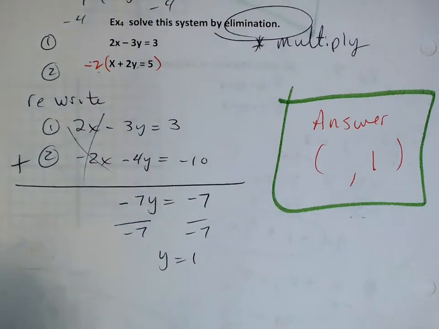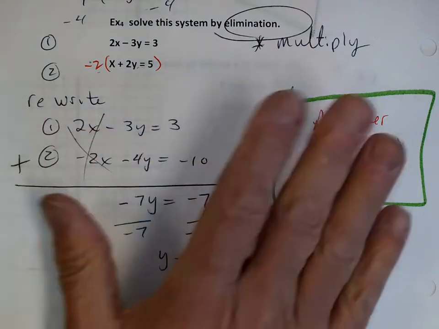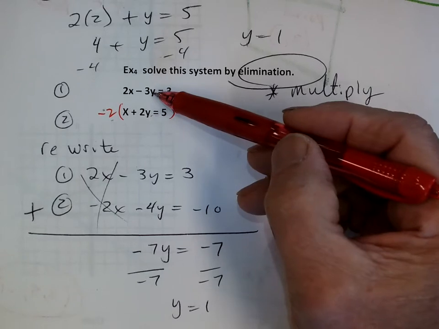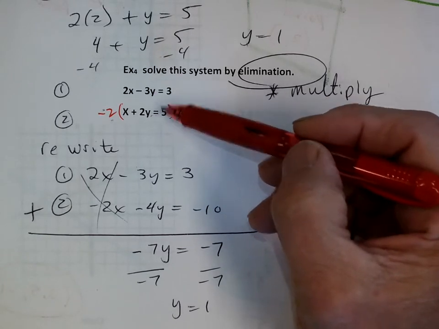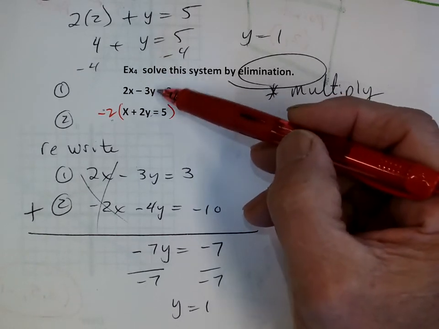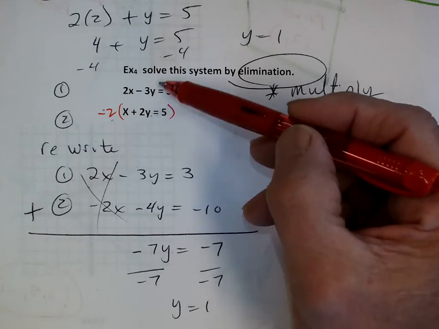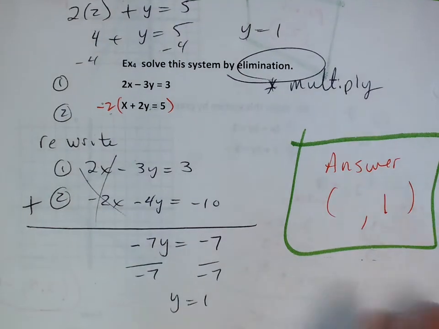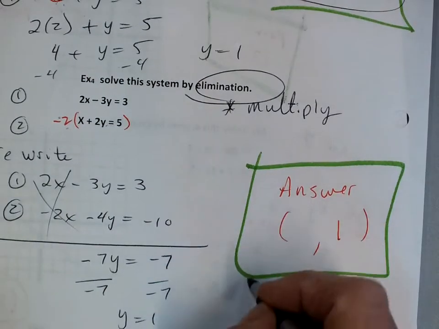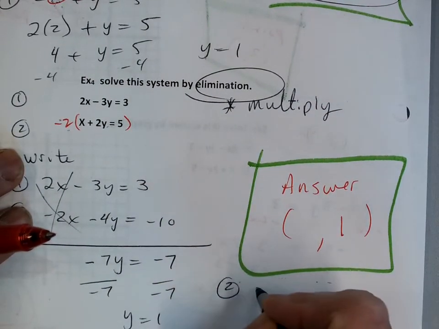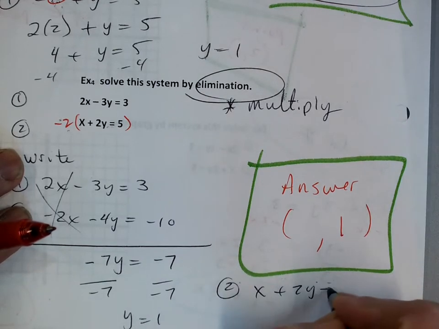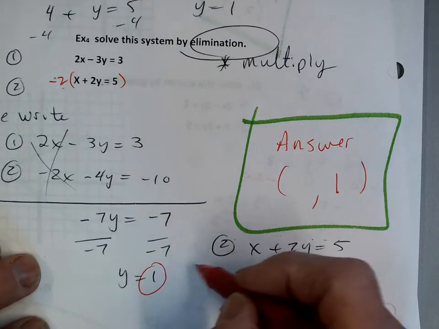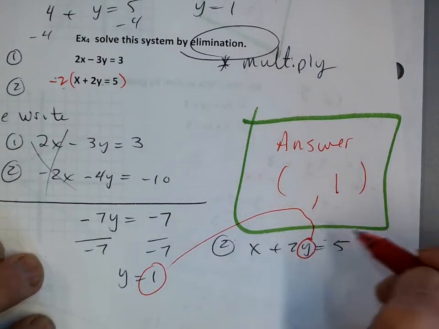All right, Edie, we need to find the x. You get to pick. It does not matter. So I'm going to put the 1 either into equation 1 right there, or I'll put the 1 right there. It does not matter. Which one? Do you like equation 1 or equation 2? Yeah, 2 looks easier, doesn't it? Again, it doesn't matter, but pick the easier one. So if Edie picks 2, I'm going to rewrite equation 2, which is x plus 2y equals 5. And we're going to put the 1 in for y.